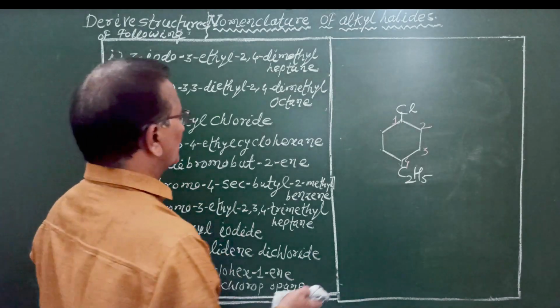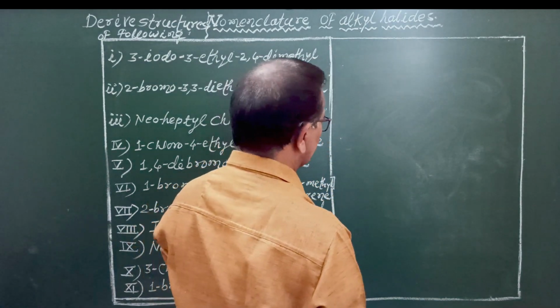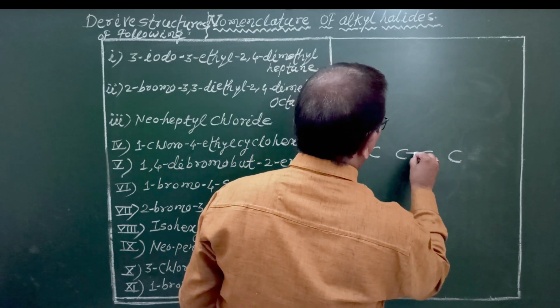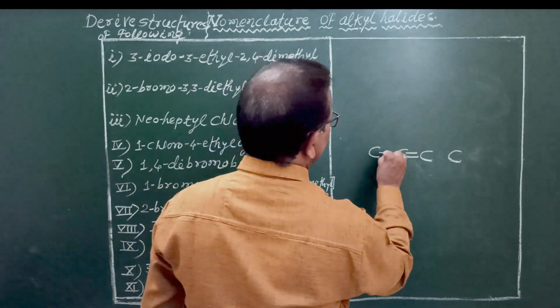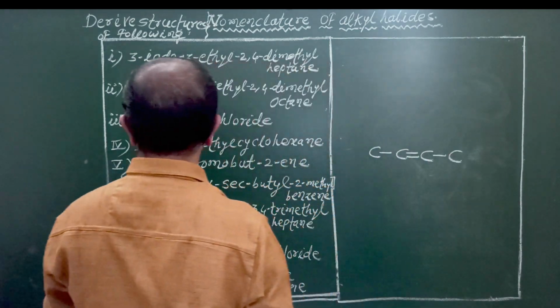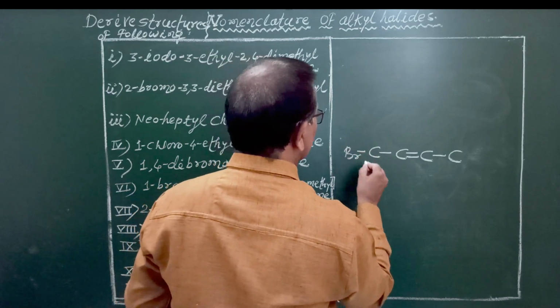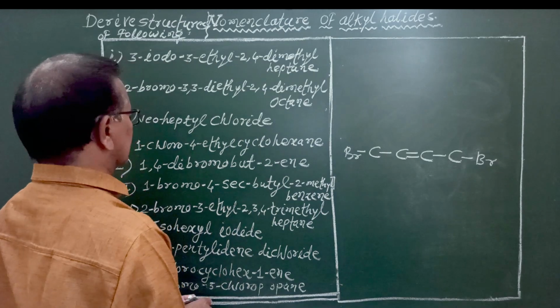Next one. 1,4-dibromobut-2-ene. Since the prefix is but, we have to take 4 carbon atoms. The double bond is present between carbon number 2 and 3. Here single bond, single bond. What about the positions of bromine? One of the bromine atoms is bonded to carbon number 1. The next bromine atom is bonded to carbon number 4. 1, 4, these are the positions.